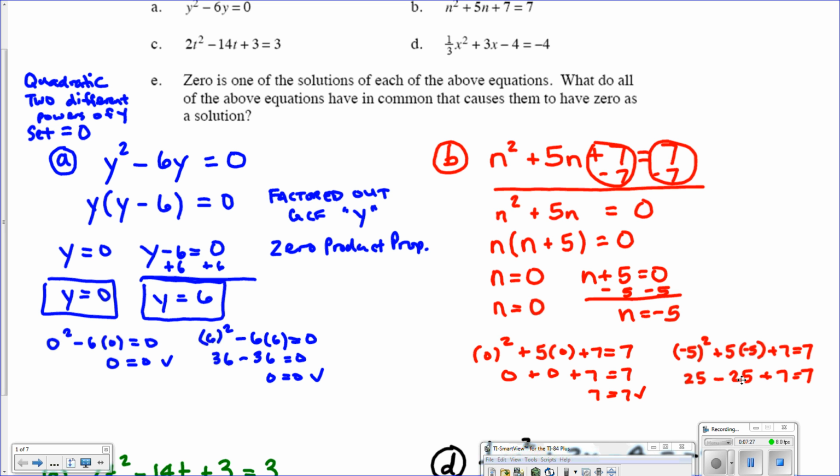25 minus 25 is 0. 0 plus 7 is 7. So that holds true. So our answer here, n equals 0 and n equals negative 5.